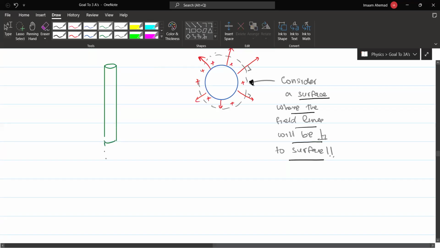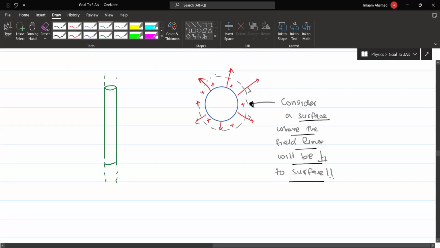Now, this wire is infinitely long. It's going to infinity, and this side also it's going to infinity. Now, there are charges on the surface.